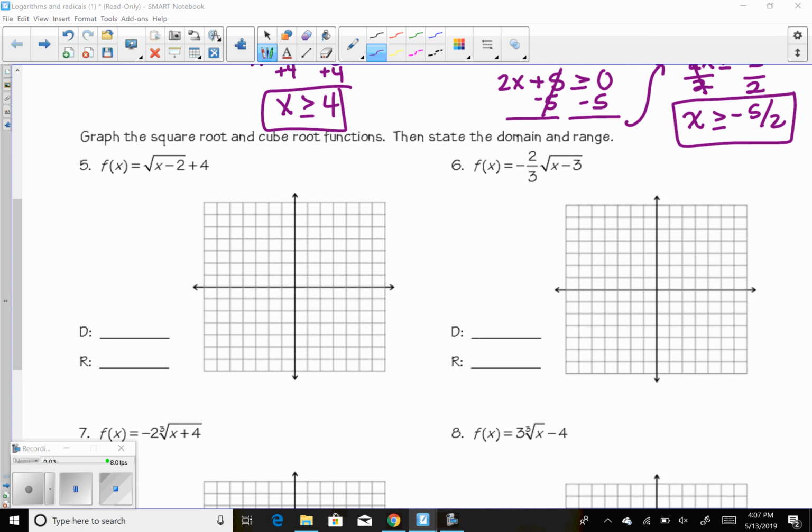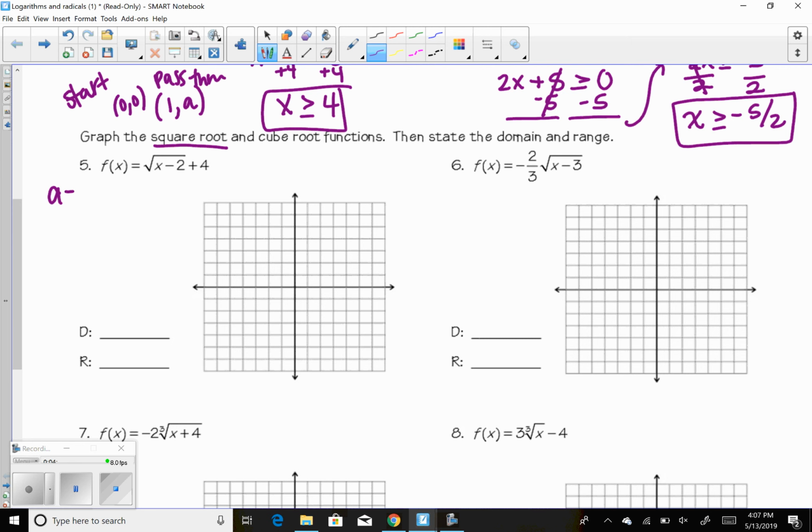So for these, for square roots, you always start at 0, 0 and you pass through the point 1, a. So you start at 0, 0, pass through 1, a. So I need to know what a is, right? I need to know a, h, and k, because I do have to move this.